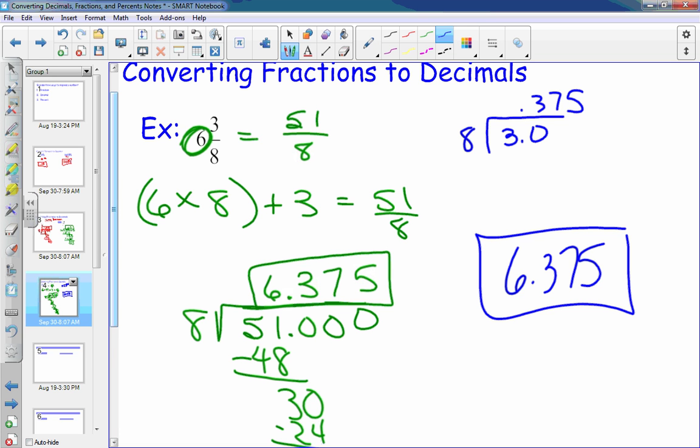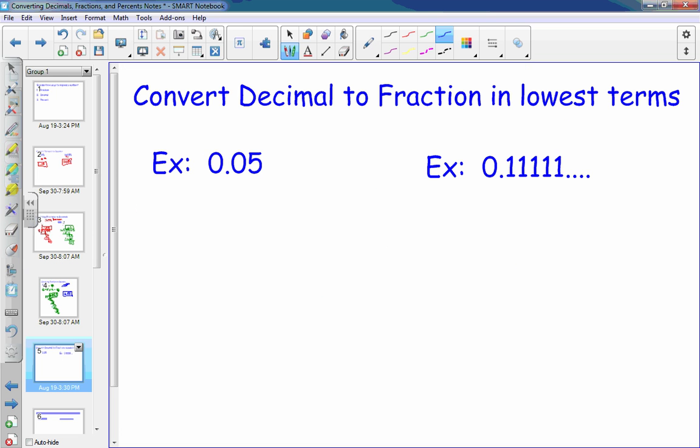Right? Okay. All right. Next is convert the decimal to a fraction. Convert a decimal to a fraction.